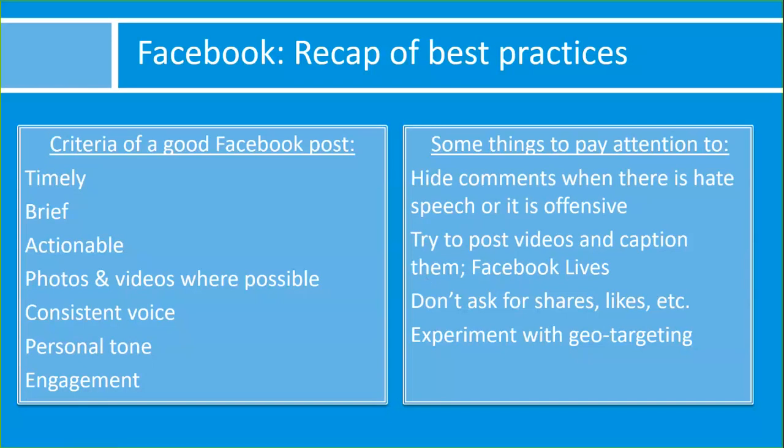Don't ask for shares and likes, etc. That's a recent change that came out of Facebook, that the algorithm now disfavors you if you write your post in the way "please share" or "please like." That's not good practice anymore. And you can experiment with geo-targeting, which I haven't mentioned yet. On Facebook, the advantage is that you can select specific cities or countries or languages where the post should show up. So that's a really great advantage of Facebook over Twitter.